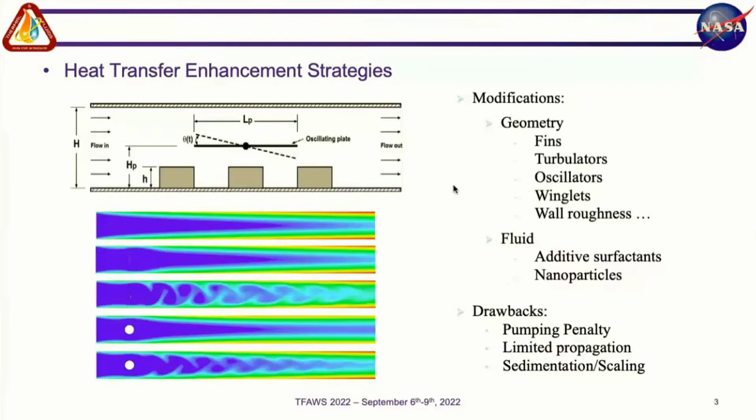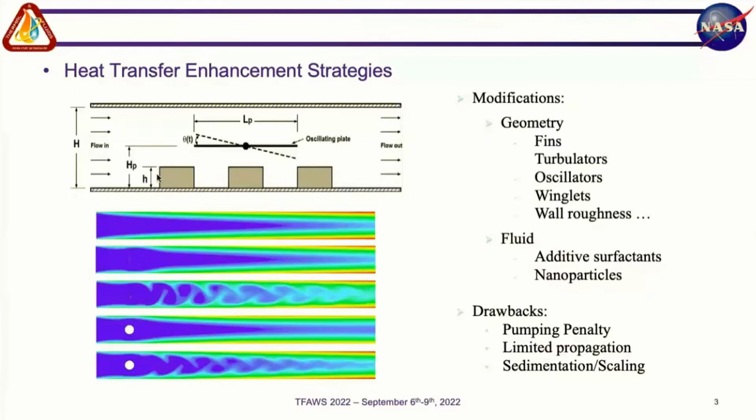And there are several modifications that have been proposed in the past several years. Some of them involve geometry modifications, either putting fins, turbulators, oscillators, winglets, wall roughness, you name it. Whatever you can do in your system to disturb the flow, to disturb the boundary layer, usually leads to a better heat transfer capability. There are also alternatives in terms of adding surfactants to the liquid or fluid that you have, in this case, the liquid, and then using nanoparticles. And Professor Dukan just gave us a talk about it, so that was a very good introduction for my talk.